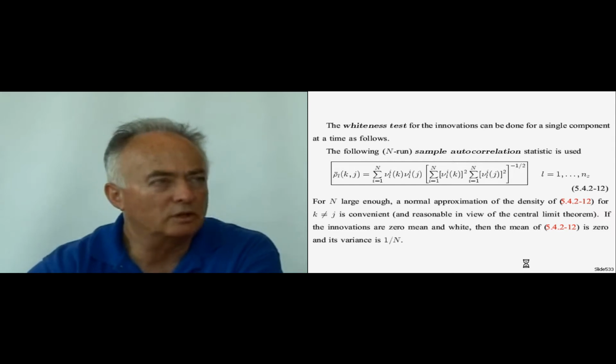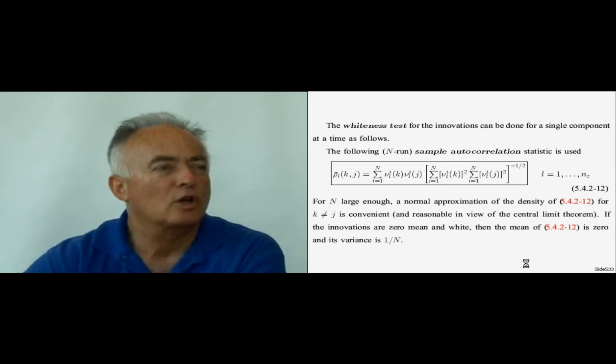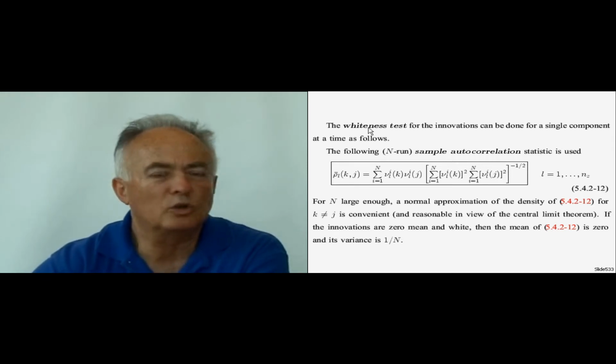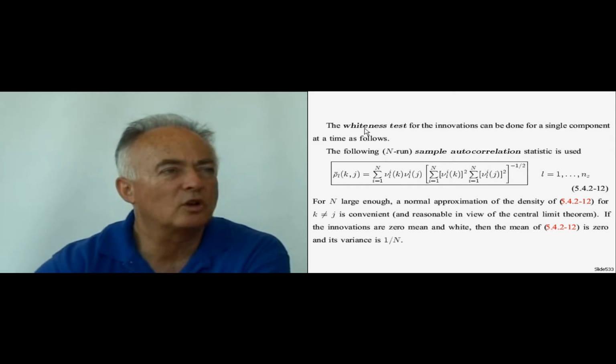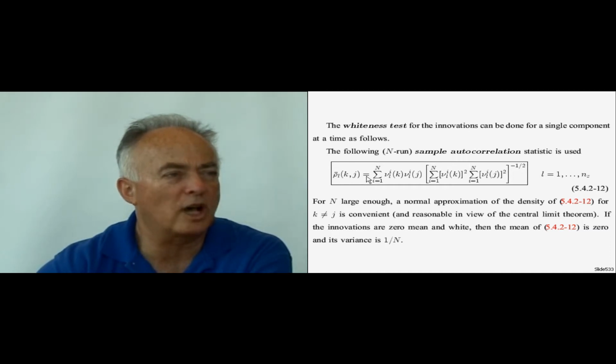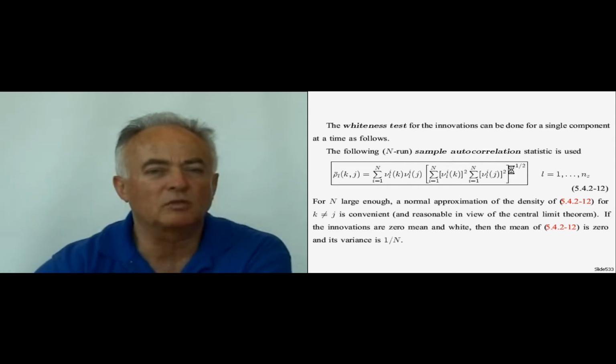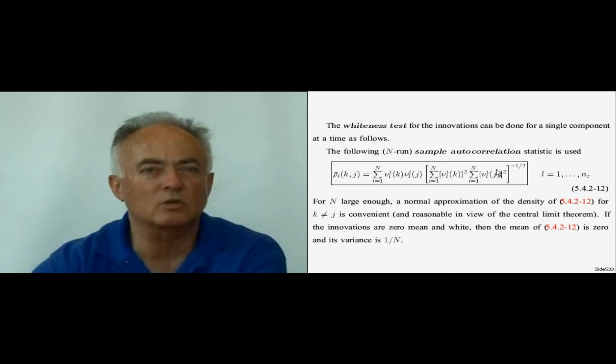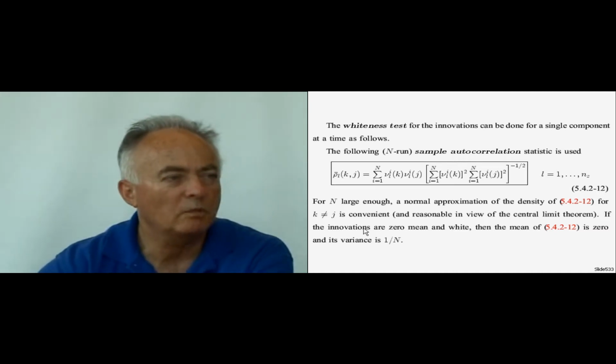The next test will be the third one, for whiteness. It's somewhat complicated to do a whiteness test on a vector, so it can be done on a single component at a time as follows. We have an n-run sample autocorrelation statistic, rho L bar of k, j. We take the product of nu L at k and nu L at j, component L of the innovation in the run number i. The summation is over i from 1 to n, the number of runs, and we divide by a sample variance. You can divide by the calculated variance, but I think it's probably more appropriate in this case to divide by a sample variance, because it's easy to calculate.